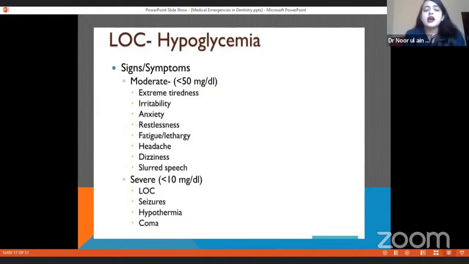So what are the signs and symptoms of moderate hypoglycemia? That is when the sugar level falls to less than 50 milligram per deciliter. Extreme tiredness, irritability or anxiety, restlessness, fatigue, lethargy, headache, dizziness, slurred speech. The patient will not be able to say words easily. And in severe stages, that is when your sugar level drops to less than 10 milligram per deciliter, there will be loss of consciousness, seizures, hypothermia, and coma.